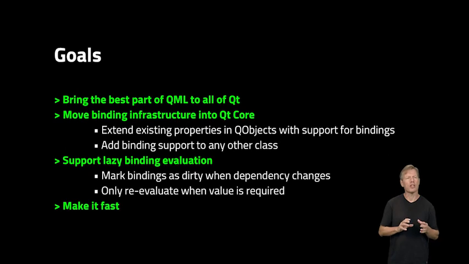And we wanted to change a little bit how binding evaluation worked. In Qt5 that was done eagerly, so whenever a dependency that you had, something that was mentioned on the right-hand side of the binding, changed, the binding got immediately re-evaluated. That often led to bindings being re-evaluated multiple times and more often than they needed to, which was a performance problem, especially in larger scale projects. So we wanted to make that lazy: only mark a binding as dirty if something changed, and then evaluate only when the value is required. And with that also make it fast.